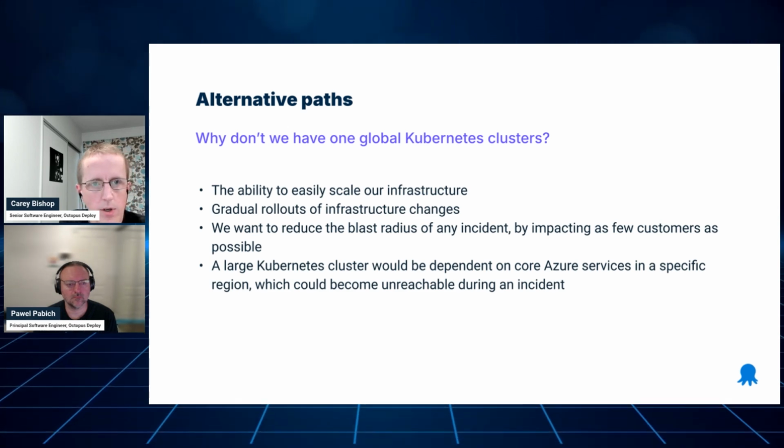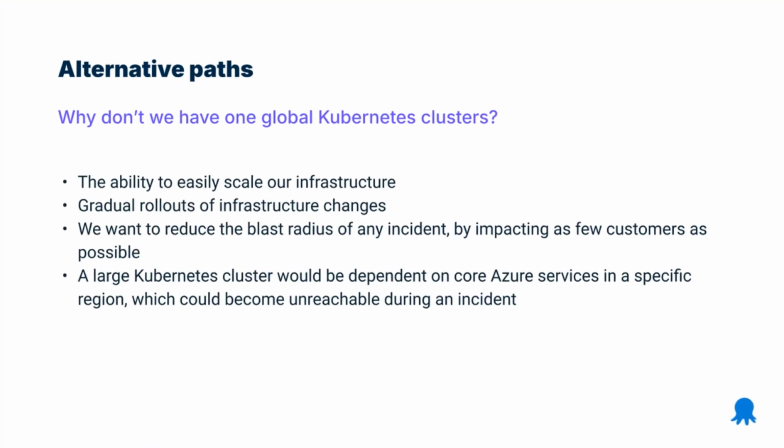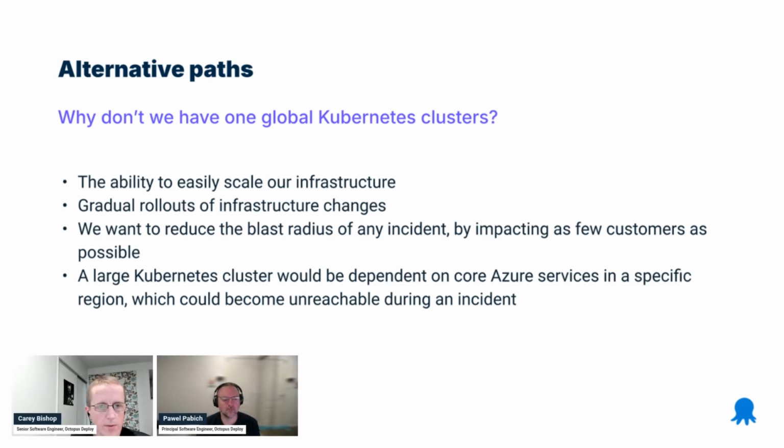So what about alternative paths? Why don't we just have one big, giant global Kubernetes cluster? The beauty of having these individual clusters is it makes it a lot easier for us to scale our infrastructure. If there's more demand in one region, then we can have a bigger cluster in that region. We can also easily change the size of those clusters on the fly. We can perform gradual rollouts of any infrastructure changes because we can do a single cluster at a time.